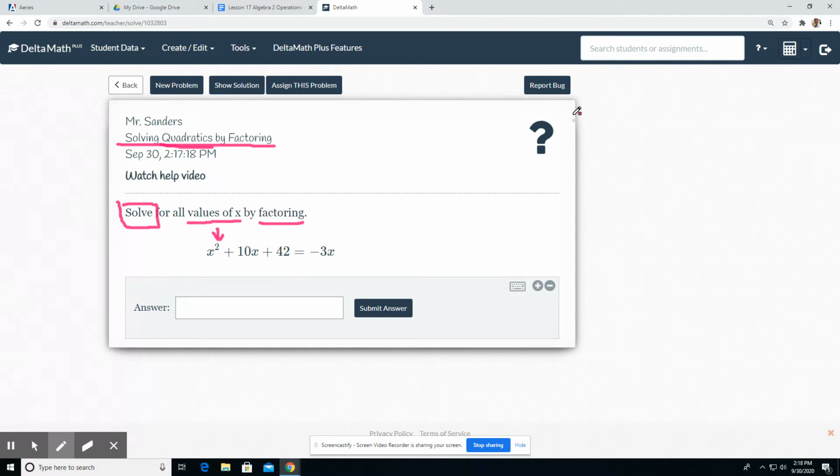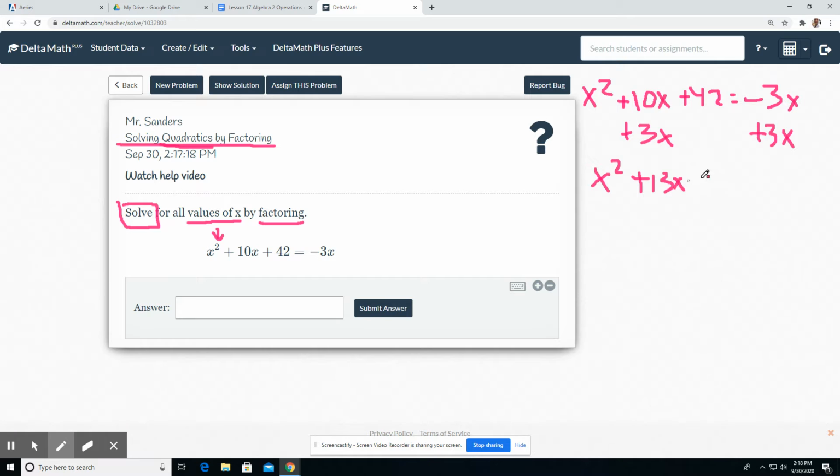Okay, so let's go ahead and move everything to one side. I'll start off by rewriting the problem. We should always rewrite the problem and not do the math on the problem itself. To move everything over to one side, it looks like the left side is going to be the easier one. So I'll get rid of the negative 3x by adding 3x to both sides. Plus 3x, plus 3x. I now have x squared plus 13x plus 42.